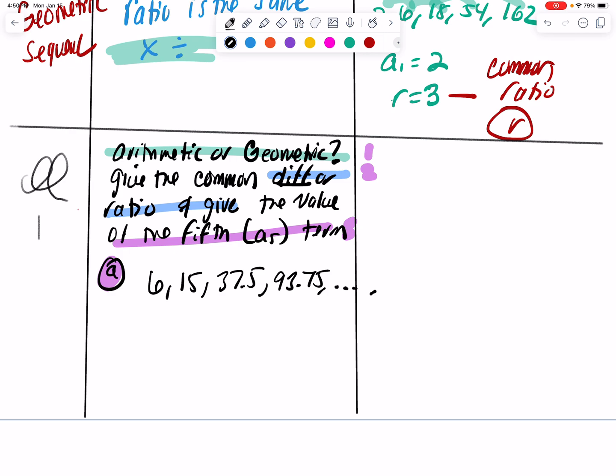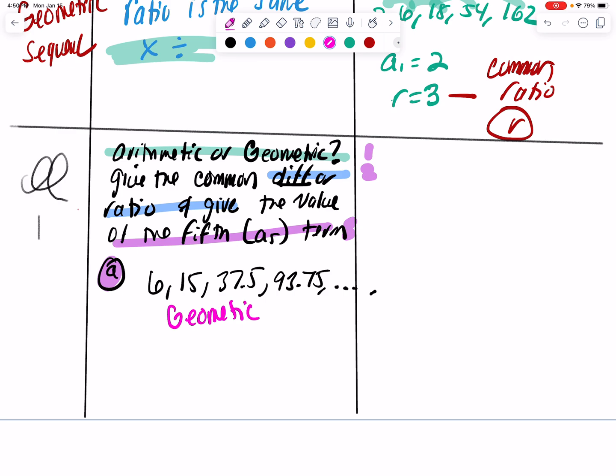Okay, so from 6 to 15, the difference is 9, and I don't need a calculator for that. And then 37.5 minus 15 is definitely not 9. So there's no common difference, okay? So it must be geometric. That means when you multiply or divide.